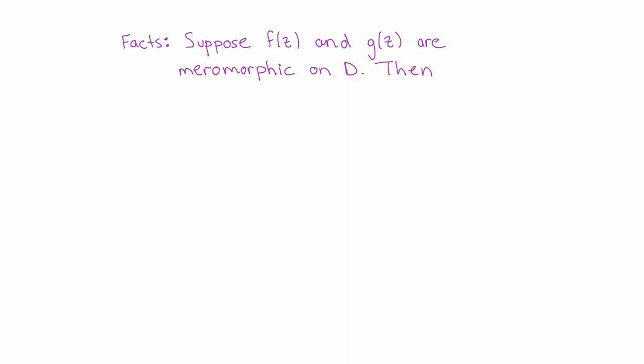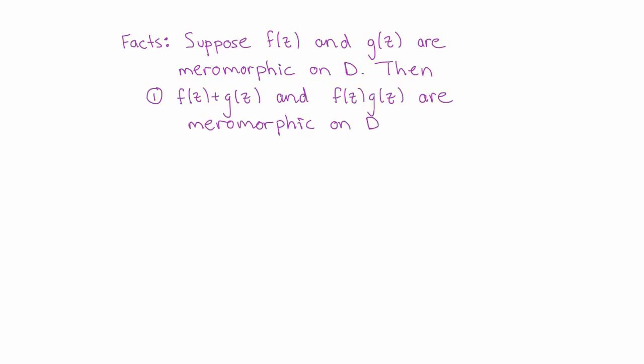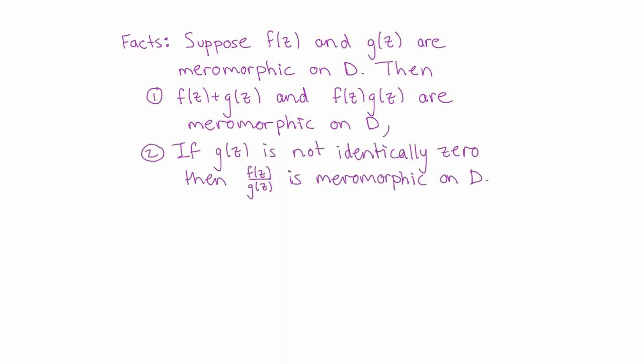Let's suppose that f and g are meromorphic on an open set D. Then it's easy to show that the sum and product of f and g are also going to be meromorphic on D. Furthermore, as long as g is not the identically zero function, then the quotient f over g is also going to be meromorphic on D. This is a little bit less obvious than number one, but it's true.